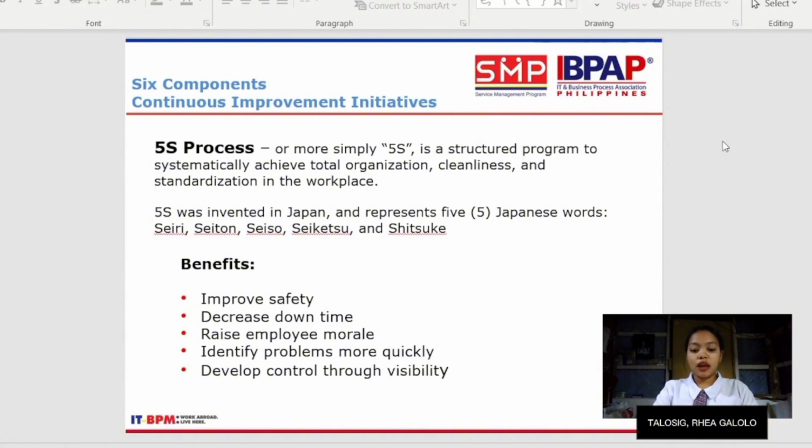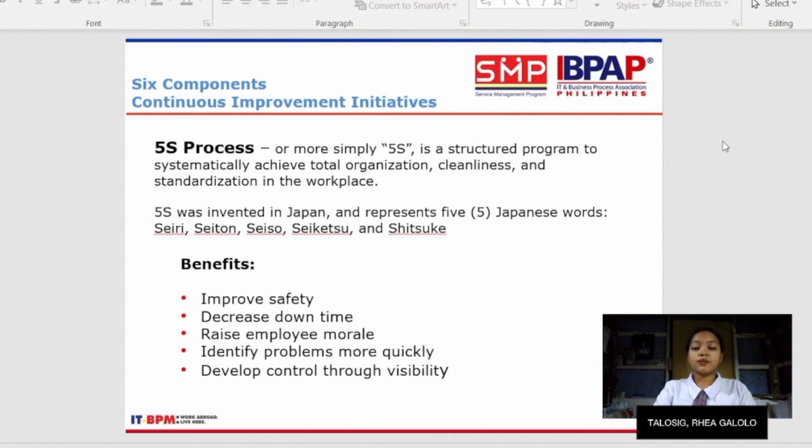5S stands for Seiri, Seiton, Seiso, Seiketsu, and Shitsuke. In English words: sort, set in order, shine, standardize, and sustain. Each step represents one part of the five-step process that can improve the overall function of the business. 5S involves assessing everything present in a space, removing what is unnecessary, organizing things logically, performing housekeeping tasks, and keeping this cycle going repeatedly.